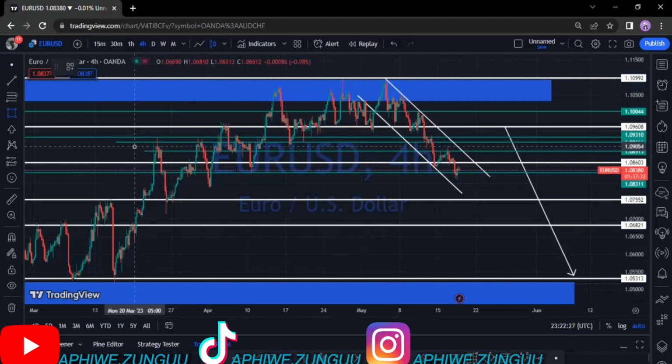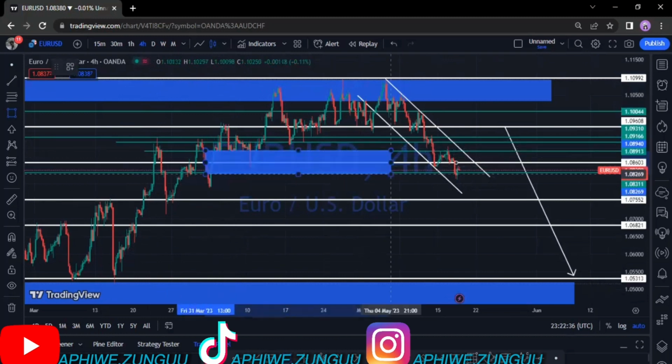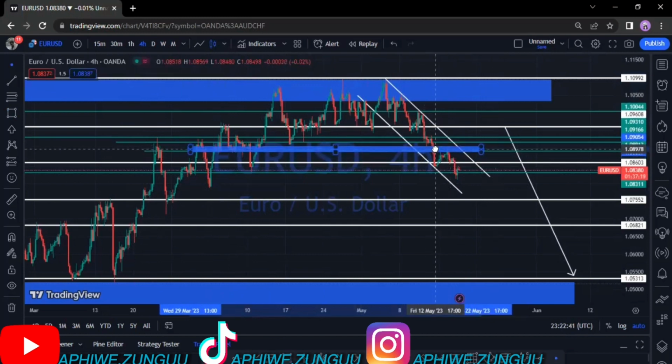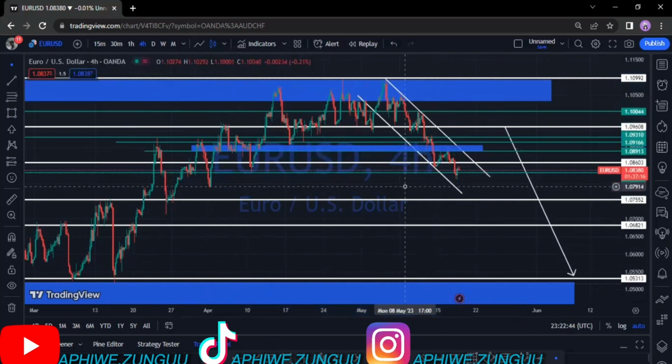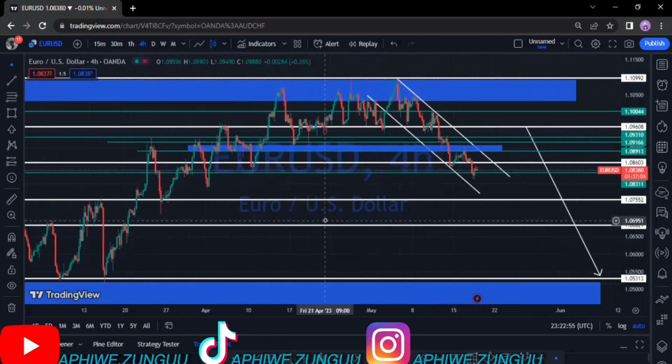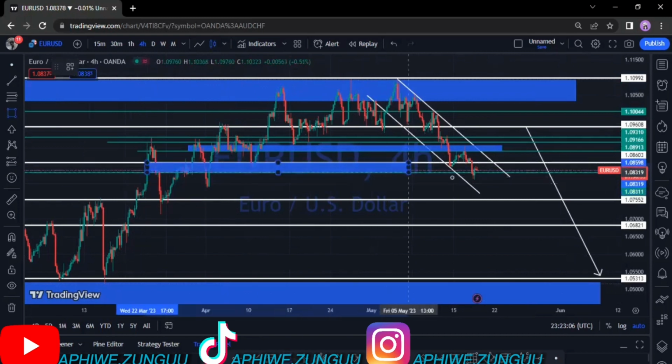You can see that the market respected this area. I'm just trying to draw it out so that you can see what I'm talking about. This is our high resistance level, so every time the market touches this area, it has to react, it has to buy or sell. You can see that the market created a bunch of lower highs.